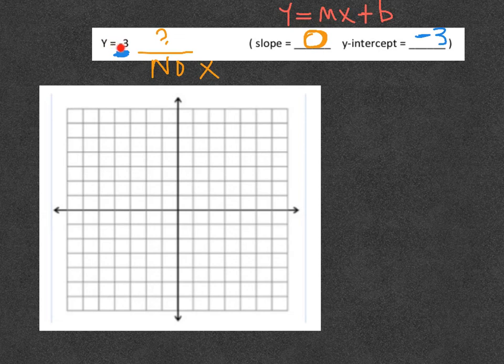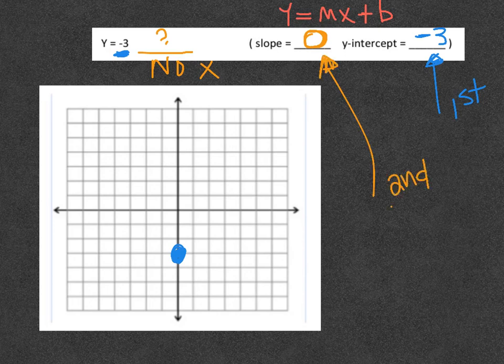Again, this only says y equals -3. There's nothing for an x, so that means my slope is 0. When I get ready to graph this one, I'm still going to start. First step, graph your y-intercept. It says -3. Start from the origin, go down to -3, place a dot. Since this has a slope of 0, I'm not going to go up or down at all. All I'm going to do is draw a straight line.